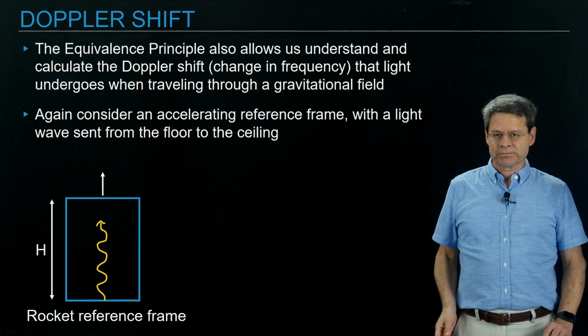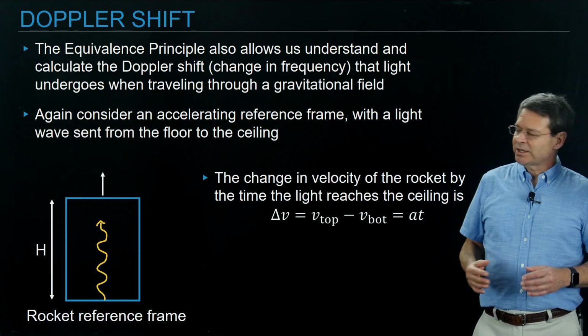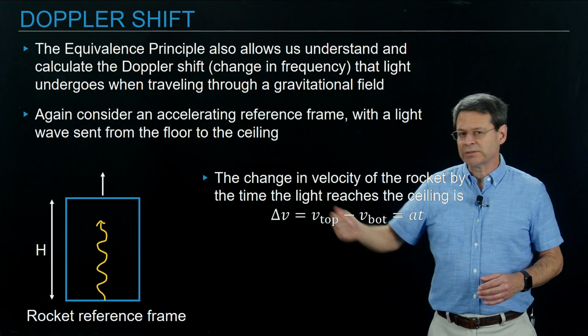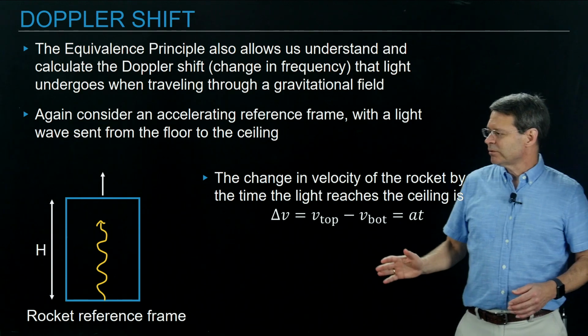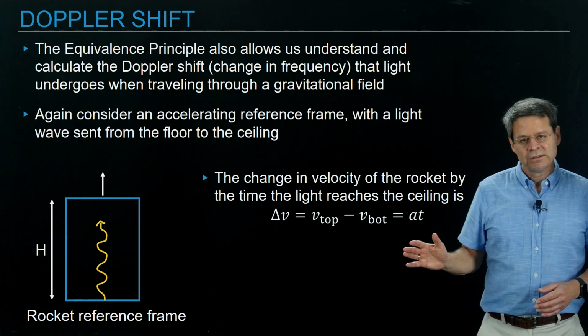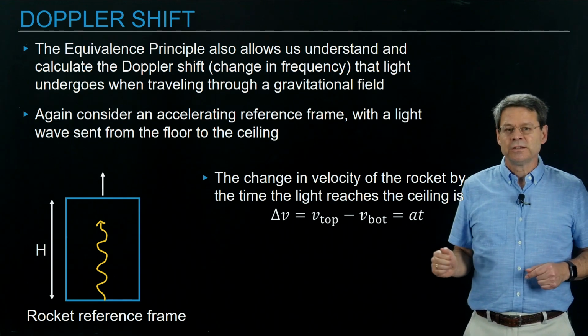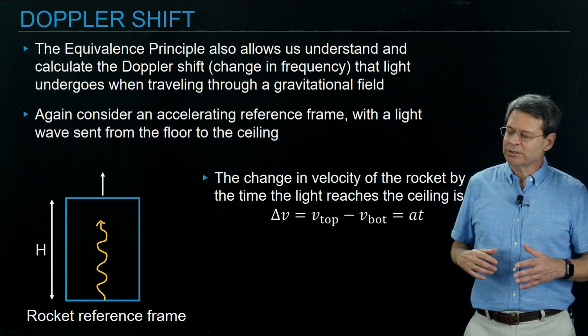And the change in velocity of the rocket, because it takes a finite amount of time for the light to go from the floor to the ceiling, the rocket will have accelerated in that time. And so its change in velocity will be just acceleration, let's say it's constant acceleration a, times t, the time it took for the light to go from the bottom to the top.